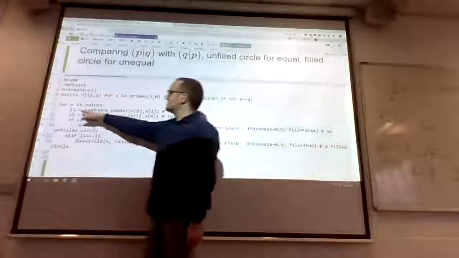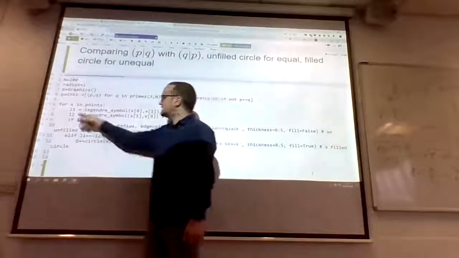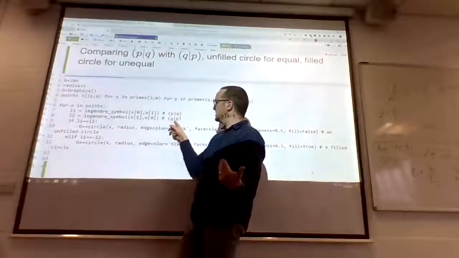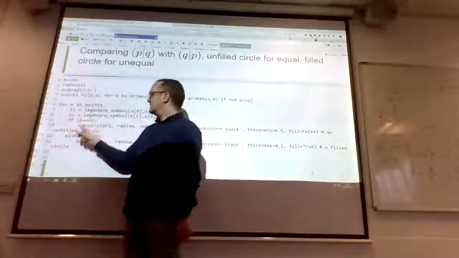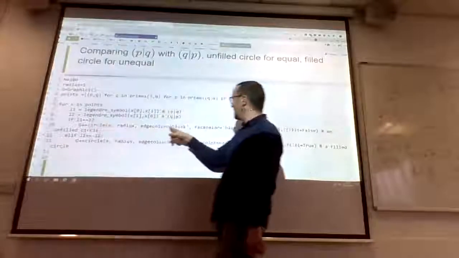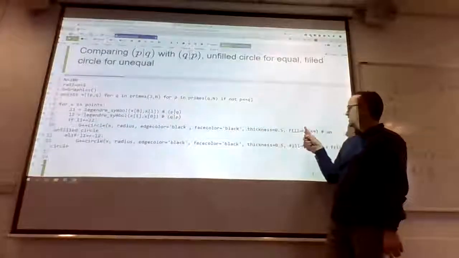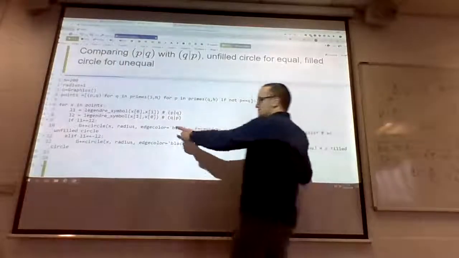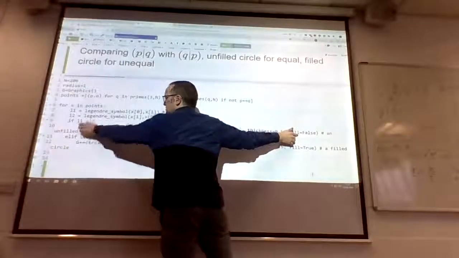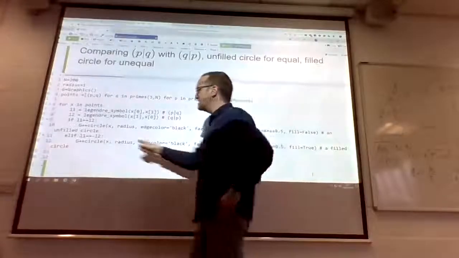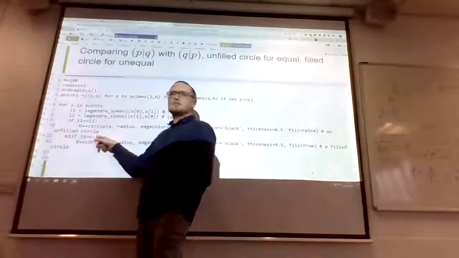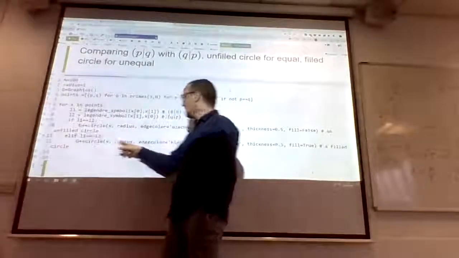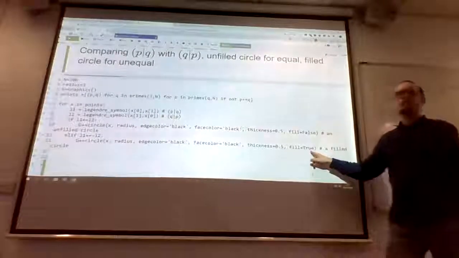We get the Legendre symbol of x0, x1, that's L1. We get the Legendre symbol of x1, x0, that's QP, and store that in L2. And if L1 is equal to L2, I plot a fill equals false, an unfilled circle, if the two Legendre symbols are equal. Otherwise, if they're unequal, i.e. one is the negative of the other, remember they're plus or minus 1, I plot a fill equals true, so a filled circle.